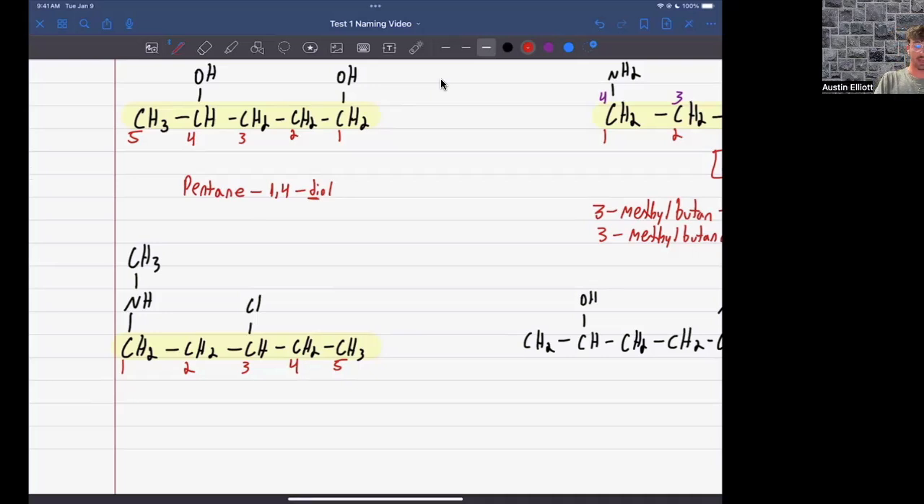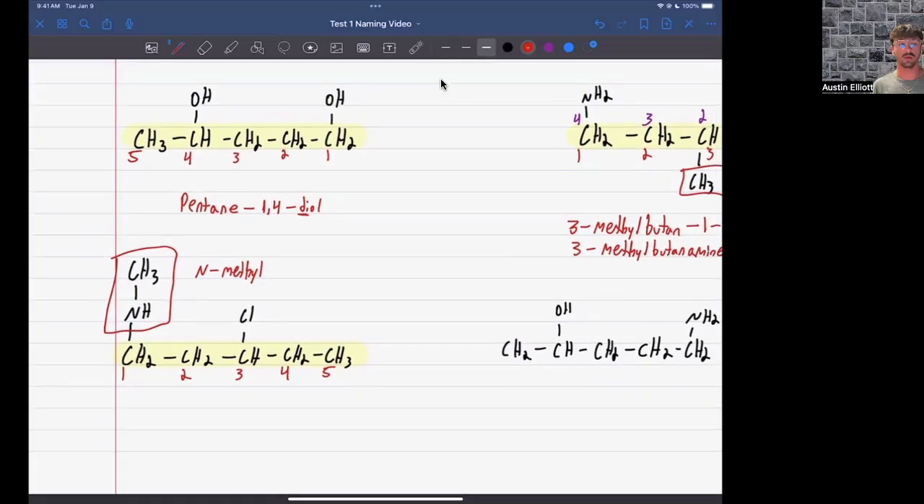But so when we have a CH3 attached to an amine or to a nitrogen, it's going to be denoted as N-methyl. The N just showing that it's attached to the nitrogen. So this is very important to know. Definitely remember that when you see a CH3 attached to a nitrogen, that it's like this. And sometimes there could be 2 attached, and then it would just be N-dimethyl.